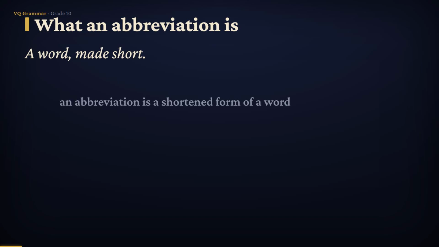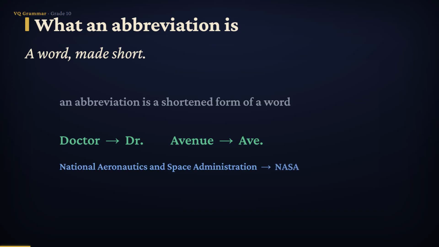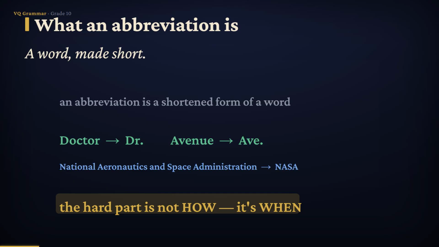An abbreviation is a shortened form of a word or a phrase. Doctor becomes Dr. with a period. Avenue becomes Ave. with a period. A long mouthful like National Aeronautics and Space Administration collapses into 4 letters, NASA. That much is easy. What actually trips writers up is not how to shorten a word, it's when you are allowed to. So we'll learn the forms first, and then we'll learn the one rule that governs every last one of them.